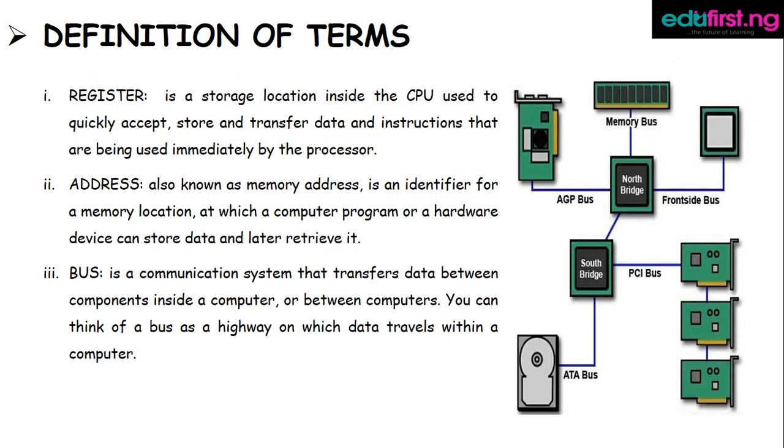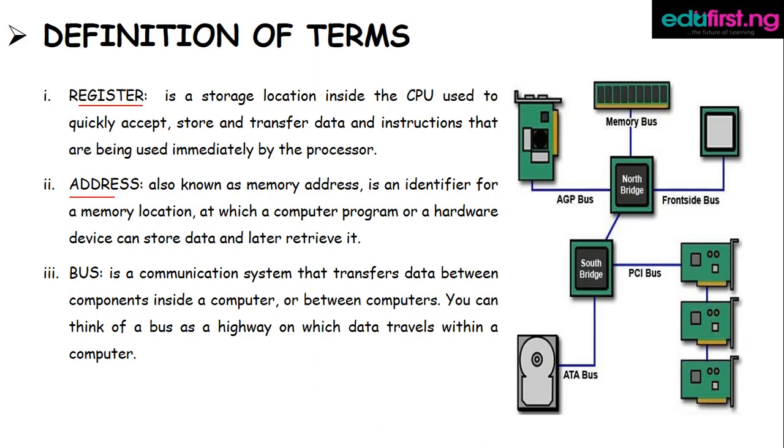Let's take a look at what a register is. A register is a storage location inside the CPU used to quickly accept, store and transfer data and instructions that are being used immediately by the processor.